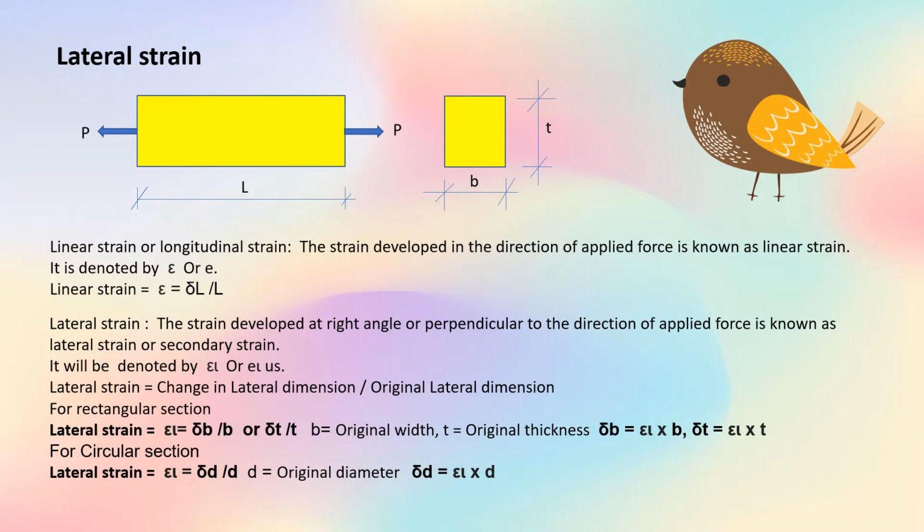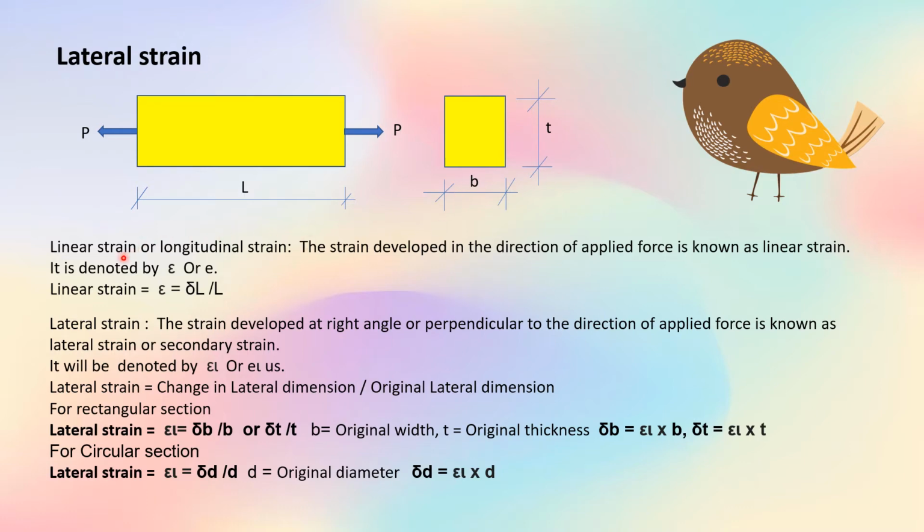Lateral strain. Here, this is a bar of length L in which P is the tensile force applied. Cross section is here, width is B, and the thickness of the rod is T. This is the rectangular cross section.